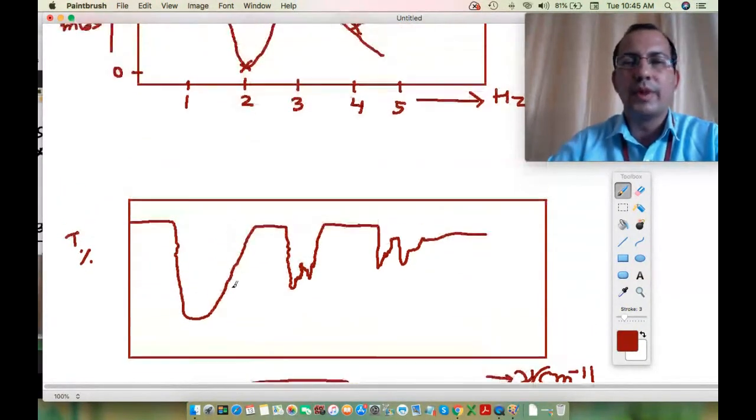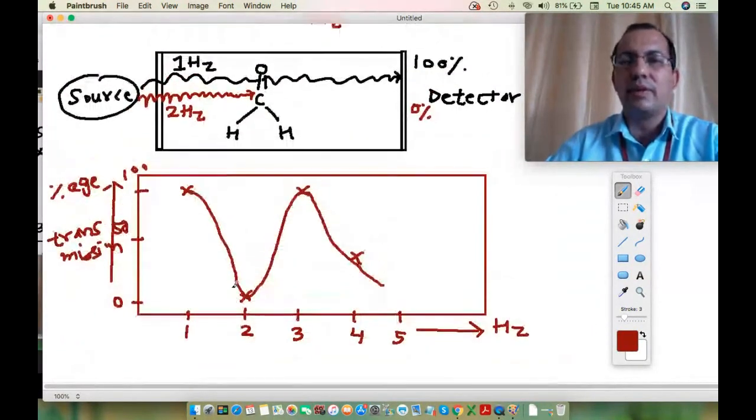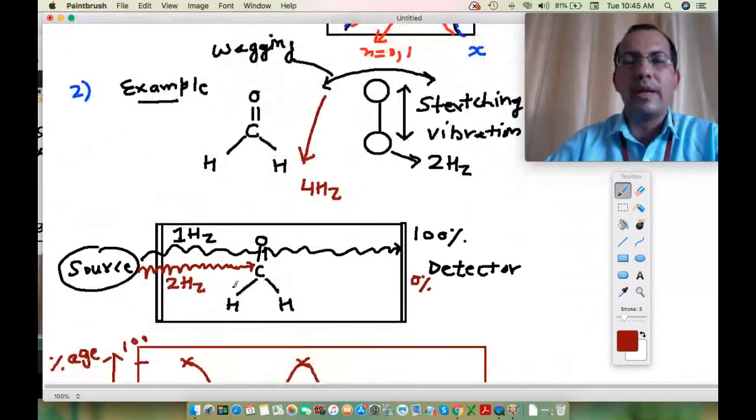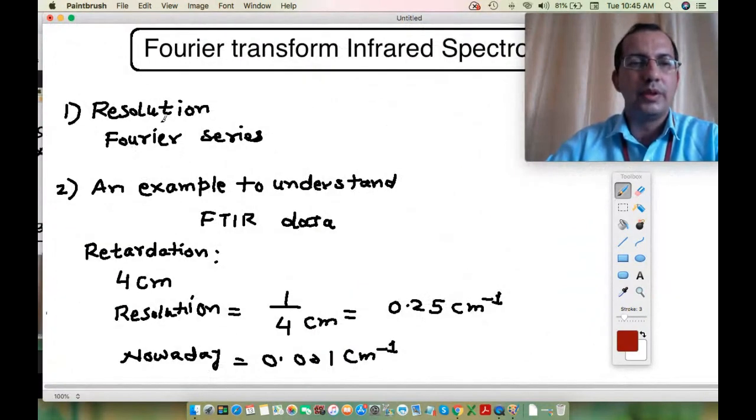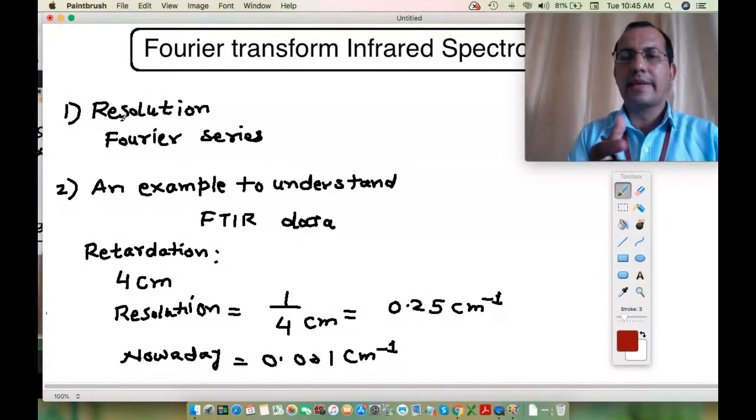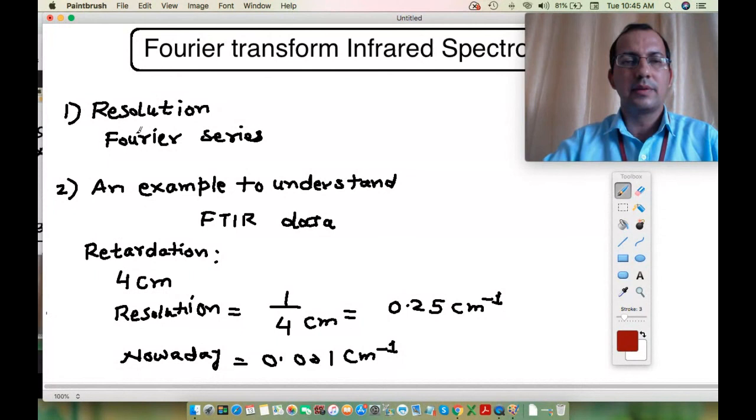What we have learned today is the meaning of the FTIR spectrometer and how it works. We also talked about the resolution. Resolution depends on the scanning of the mirror.